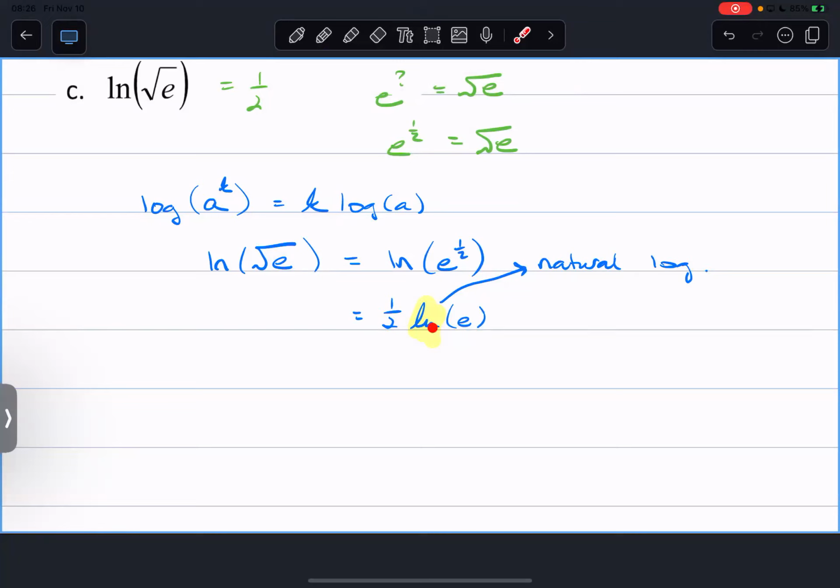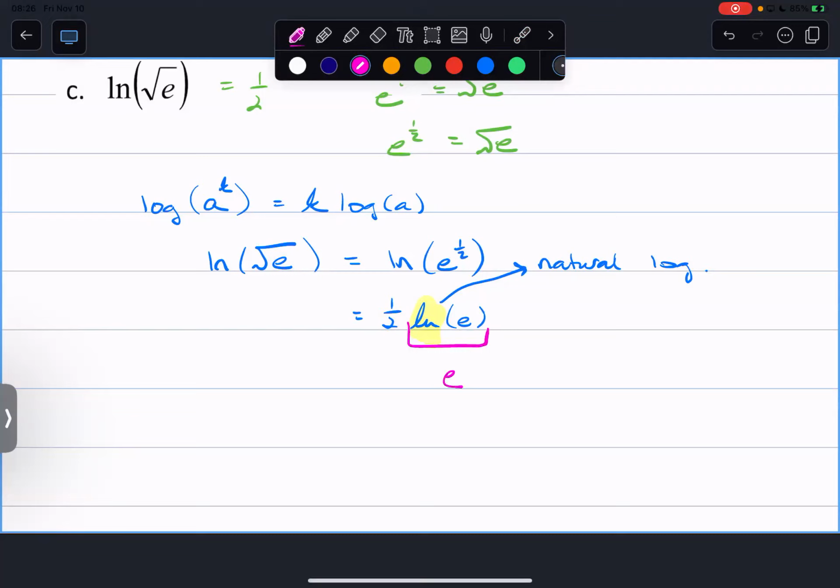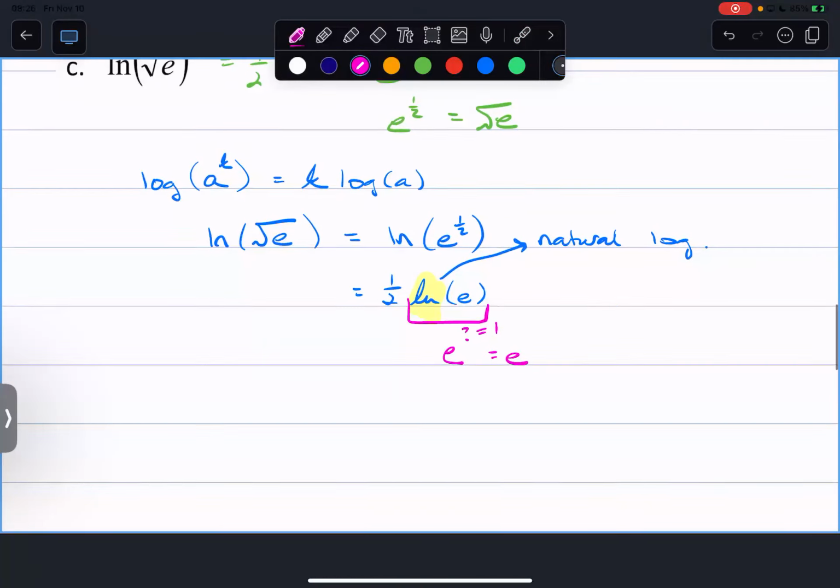Because this is e to the power of something is equal to e, right? E to the power of something is equal to e. Well, this is 1. So then this, therefore, you know what? The natural log of e.